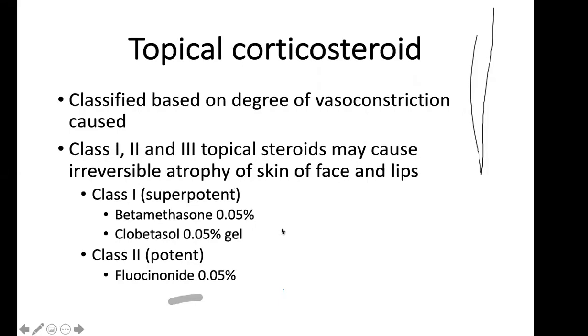So topical steroids that are applied on the mucous membrane are classified based on the degree of vasoconstriction they produce in the region where they're applied as class 1, class 2, class 3, and class 4, with class 1 being most potent. In treatment of mucous membrane pemphigoid, erosive lichen planus, and lichen planus pemphigoides, my recommendation would be to go with the most potent topical steroid. So we're talking about something like betamethasone 0.05% or clobetasol propionate 0.05% gel, or even halobetasol propionate 0.05% gel. So these are super potent or class 1 topical steroids. Class 2 are potent, and fluocinonide 0.05%.